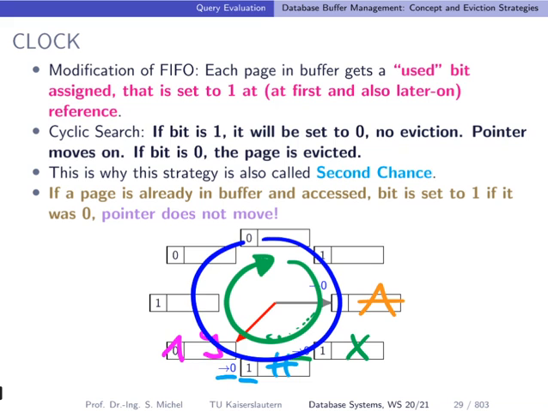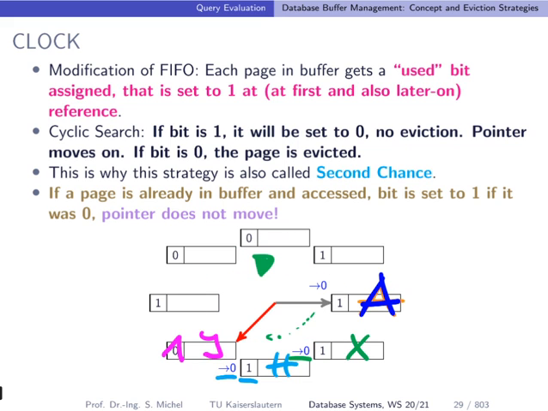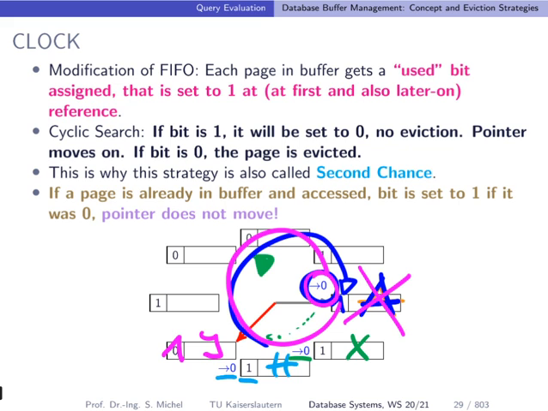At some point we will come back to A, and A, remember, was set from 1 bit to 0. And the next time we come here and we visit the position of A and the bit is 0, then A gets eliminated. It has one chance to be accessed again, so the bit would be put to 1. But if A is not accessed anymore and the arrow, the traversal, comes back to A and we see the 0 bit, then A gets evicted. So this algorithm is also called second chance.